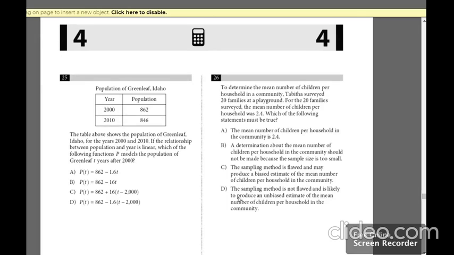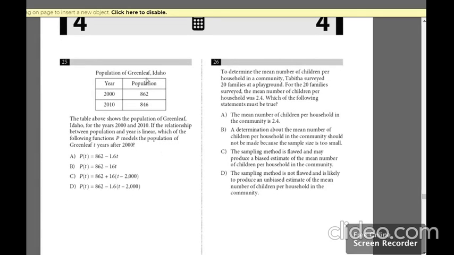Moving on to question number 25, a table is given to us, population, with the years 2000 and 2010, so there is a decrease, 862 to 846. How much is the change? That is 16. If we look back, the table above shows the population of the town in Idaho from 2000 to 2010. If the relationship between the population and years is linear, which of the following functions P models the population after 2000?